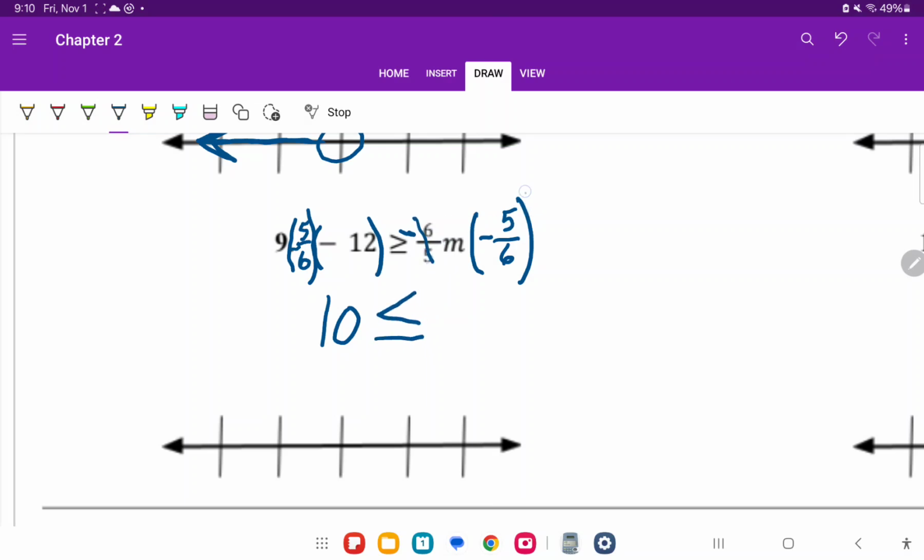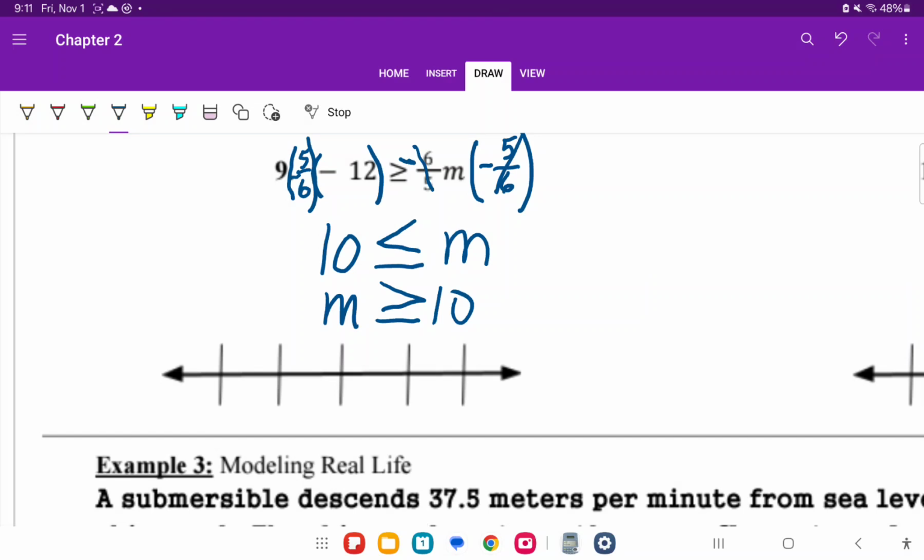Then over here, those two fractions cancel out. So I'm left with just m. But I'm not done. What's the last thing I got to do? Flip it again, right? Because I need the m to be on the left. So this will flip again, like that. So we had a flip-flop.